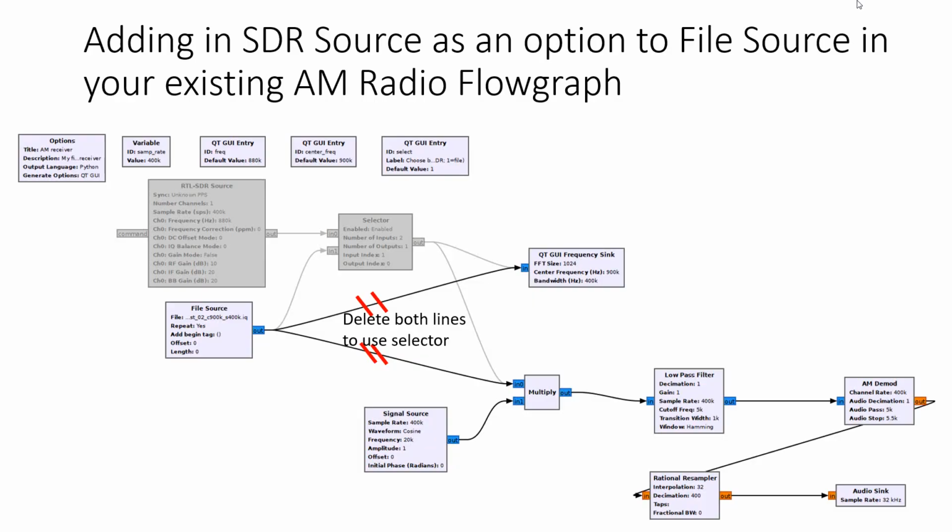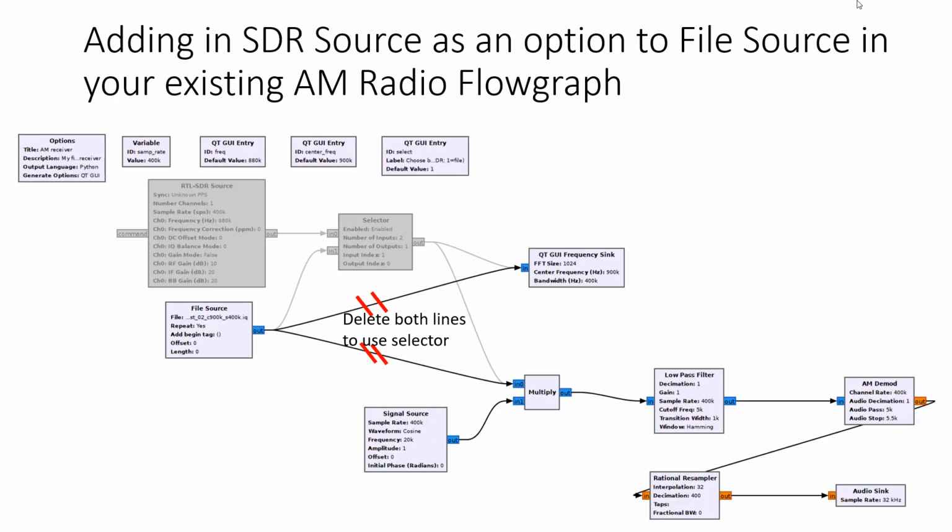So in our previous meetings, we've developed this AM radio flow graph, and it's used the file source. So what we do here is we basically lop out those two lines which connect the file source through to the frequency sync and to the multiply block, and replace it. This is the AM flow graph, by the way, which is why it's different from Chet's flow graph there, and replace it with whatever SDR that we want. In this case, I've used the RTL SDR source.